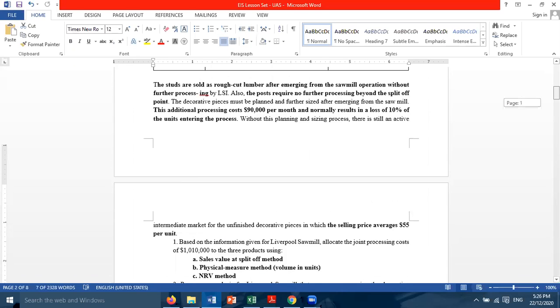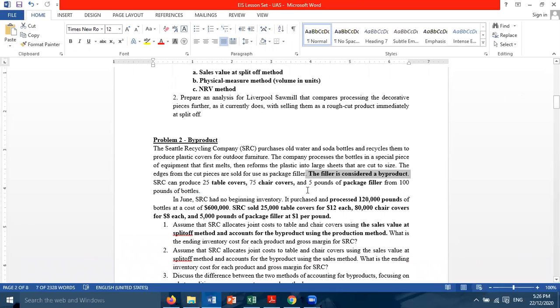So unlike before, which are considered joint products, here we have a byproduct because the filler has a relatively low sales value in comparison to the other products. Here it says SRC can produce 25 table covers, 75 chair covers, and 5 pounds of package filler from 100 pounds of bottles. So this is the conversion rate here. Now in June, SRC had no beginning inventory, purchased and processed 120,000 pounds of bottles at a cost of $600,000. Then SRC sold 25,000 table covers, 80,000 chair covers, and 5,000 pounds of package fillers.